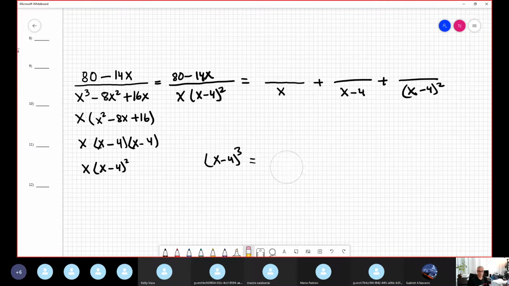Okay? Now, in this case, real, the degree is 1. It's 2 here, but however it's 1, you consider it like a 1, so A, B, C. Okay? This is my proposition of the partial fraction decomposition.